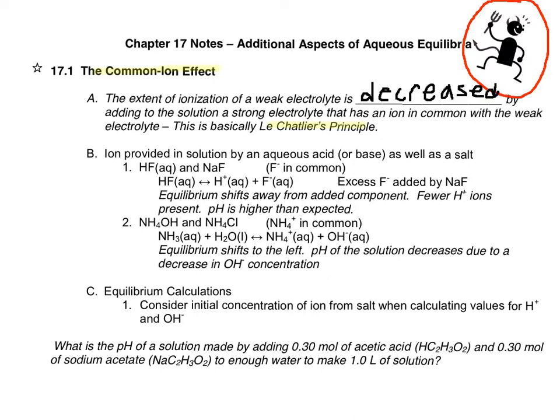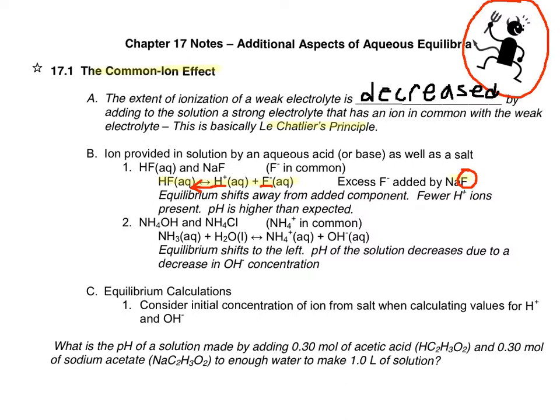So, for example, if you have an equation like this one, the ionization of hydrofluoric acid, and you dump in some sodium fluoride. Dumping in sodium fluoride is the same thing as dumping in fluoride ions. So, basically, you're increasing fluoride ions, which shifts the equilibrium to the left, which causes more hydrofluoric acid to be formed and causes the ionization of hydrofluoric acid to be decreased.